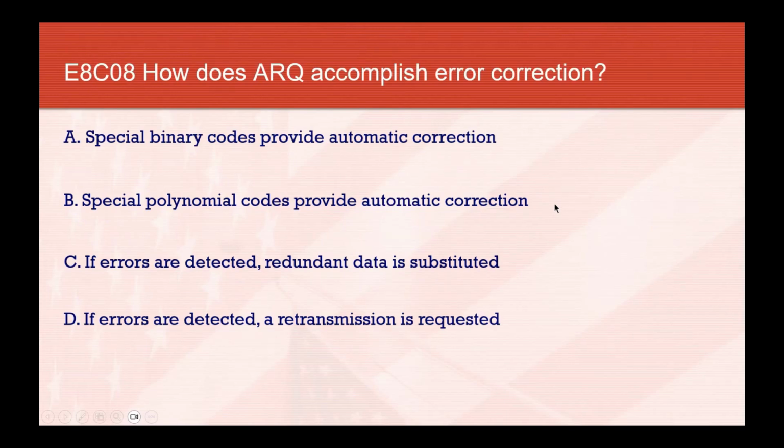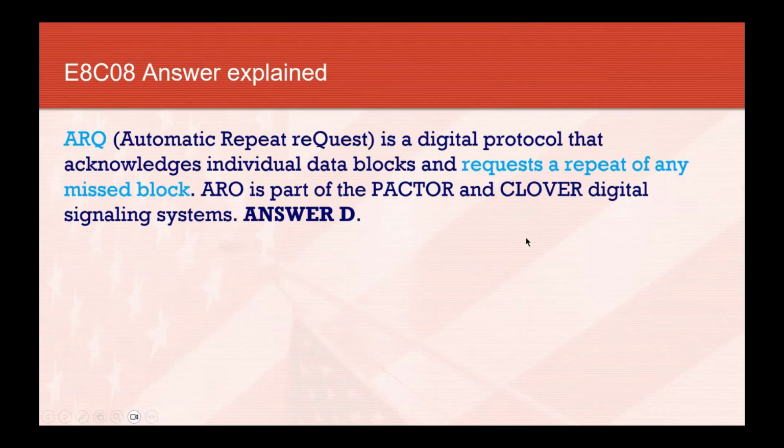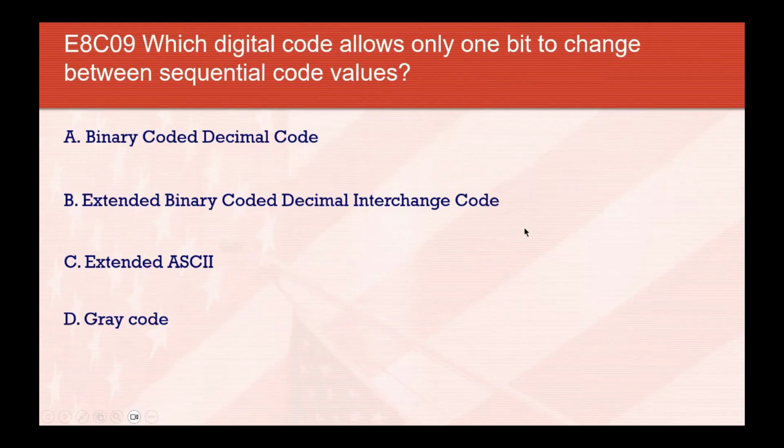Okay, an ARQ: how does that accomplish error correction? If errors are detected, then it requests a resend. That's what the ARQ means, automatic repeat request. It sends a request to repeat the previous packet. ARQ is part of the Pactor and the Clover formats.